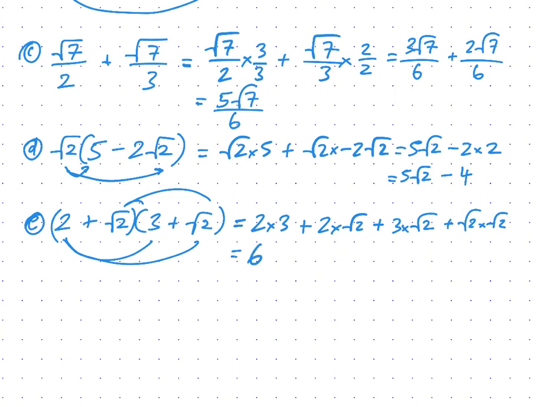2 times 3 is 6. 2 times root 2 is 2 root 2. 3 times root 2 is 3 root 2. And root 2 times root 2 is 2. 6 plus 2 is going to be 8. Plus 2 root 2 plus 3 root 2 is 5 root 2. Done.